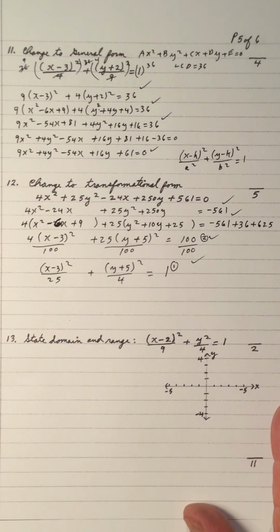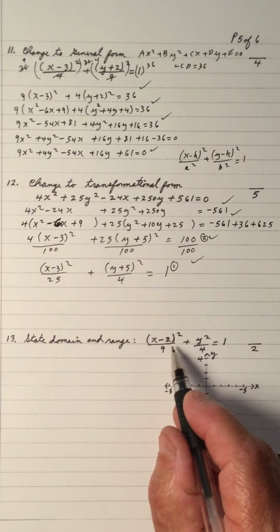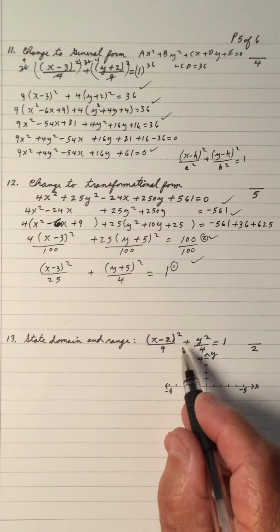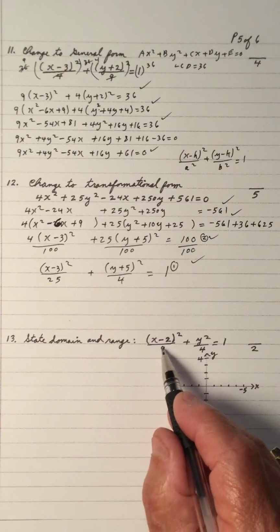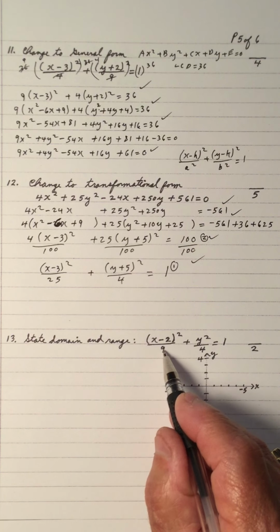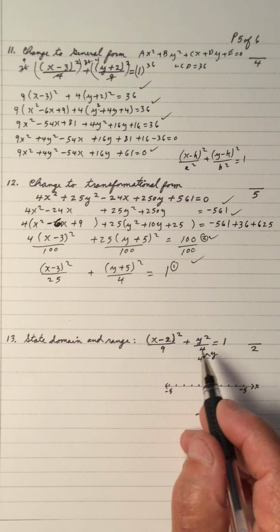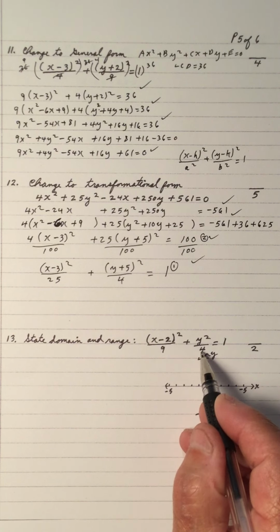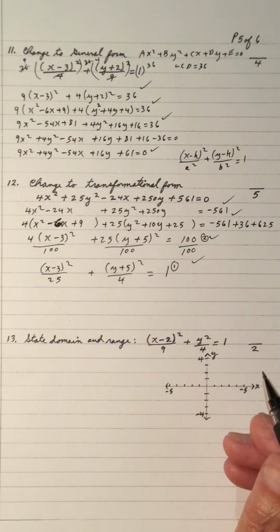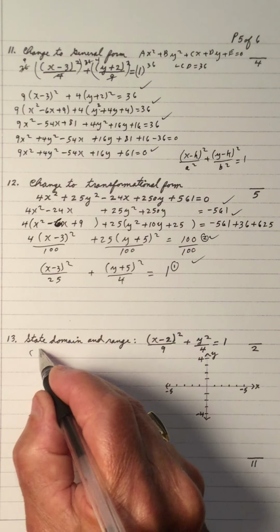Now, number 13, state the domain and range of, again, this is an ellipse because you got an x squared, a y squared with a plus, and you got different lengths here. That's a squared is 9, so a is plus minus 3, horizontal stretch is 3. B squared is 4, so the vertical stretch is 2.